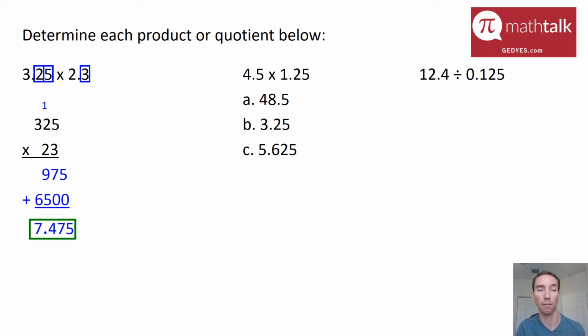7.475 is my final answer, which looks like a much more reasonable answer for a number a little more than 3 times a number a little more than 2. Okay.